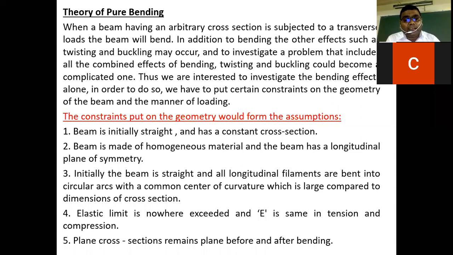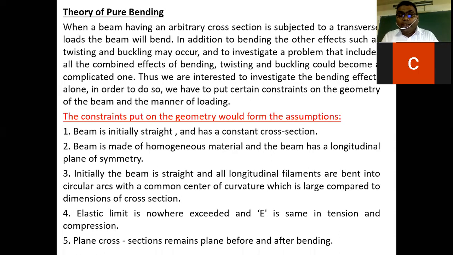So here some assumptions are: a bending beam is initially straight, with a constant cross-section area. So it must be straight. This is the first assumption. The beam must be straight. There is no bending before applying the couple. The second assumption is the beam is made of homogeneous material. The beam has a longitudinal plane of symmetry. So it means the beam is made of the same material.